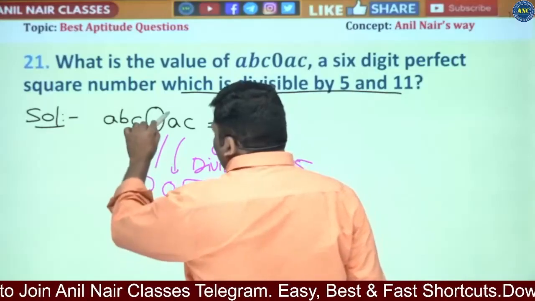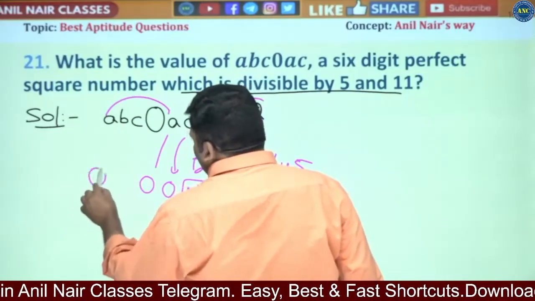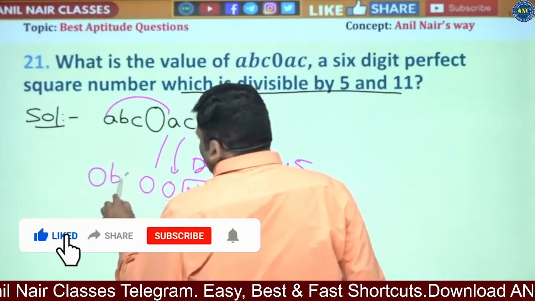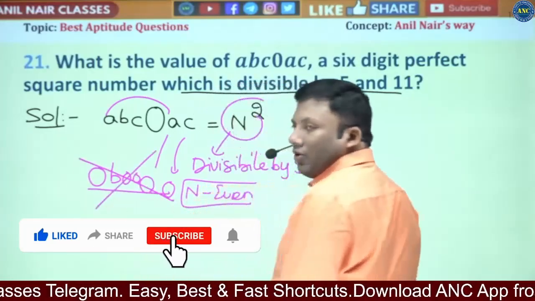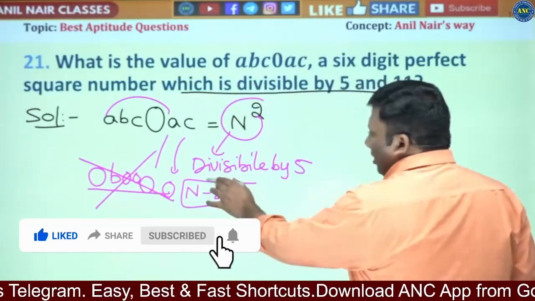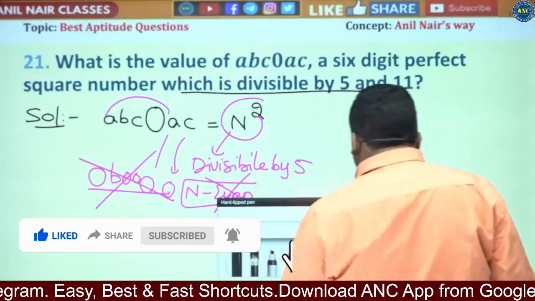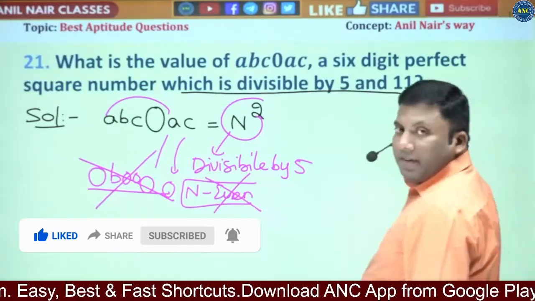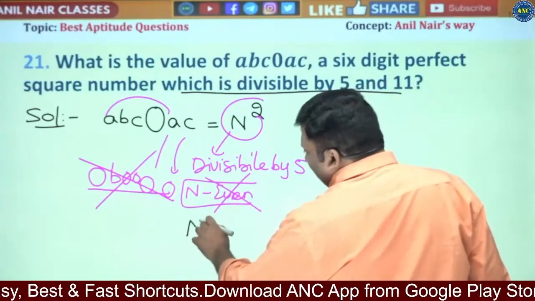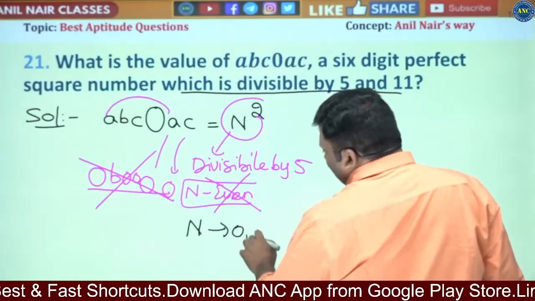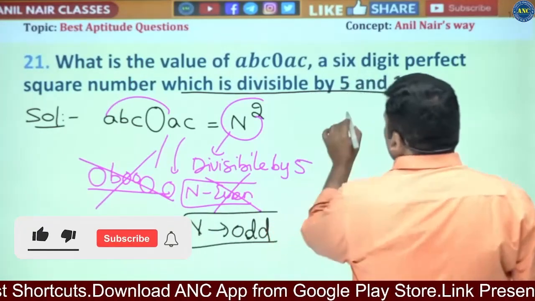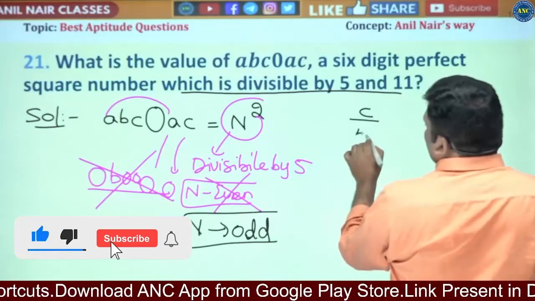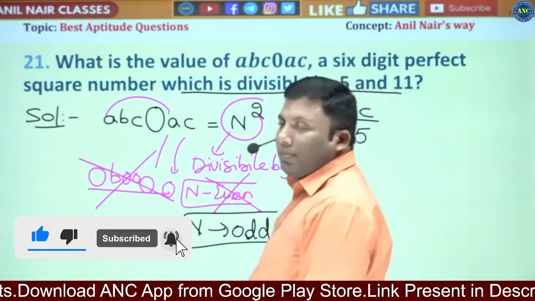C is 0, A is 0. That means this will become 0, B, 0, 0. Left hand side cannot be 0. That means n is not an even number. Okay. If n is not an even number, can n be an odd number? Yes. What are the odd number squares ending with 5? Last two digits will be any odd number which is a multiple of 5.